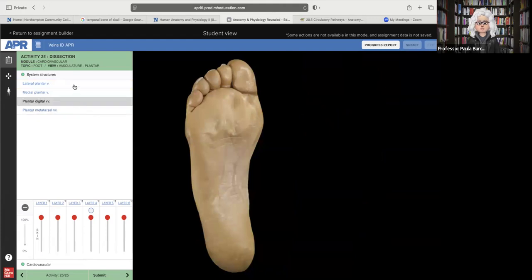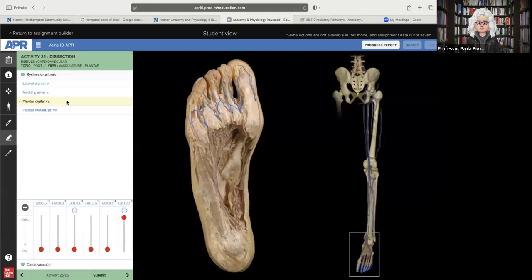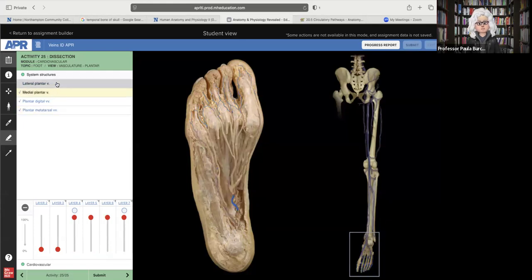This is the plantar or the bottom of your foot. So we're going to start with the digitals again, plantar digital into the plantar metatarsals. And then we're going to have a medial plantar, remember medial big toe, and a lateral plantar.